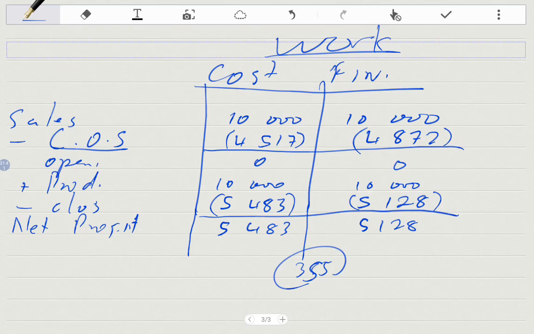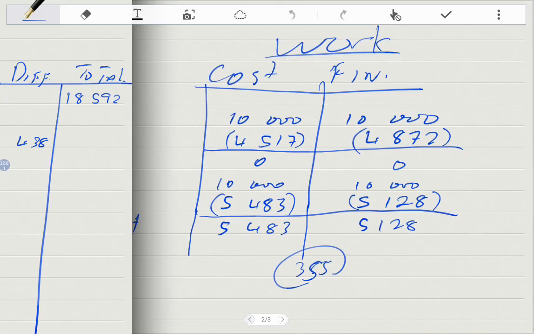Remember again the same principle, guys. We want to take the profit that we have on the financial side and make it equal to the one that we have on the cost side. So you've got here 5,128. They are saying to you now make it equal to 5,483. What are you going to do? Now you've got an answer.